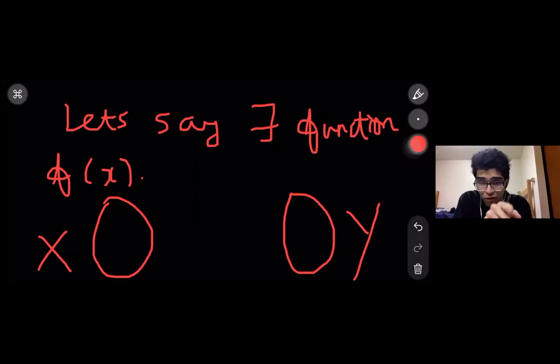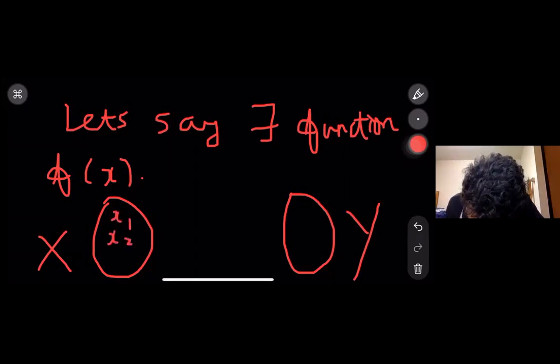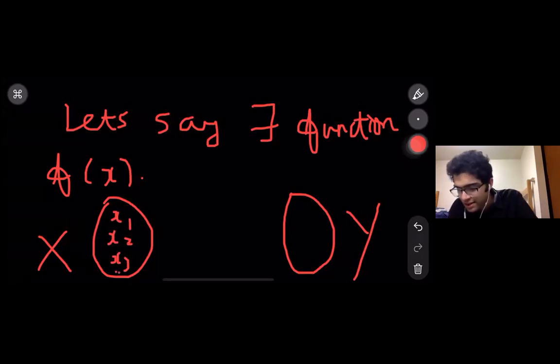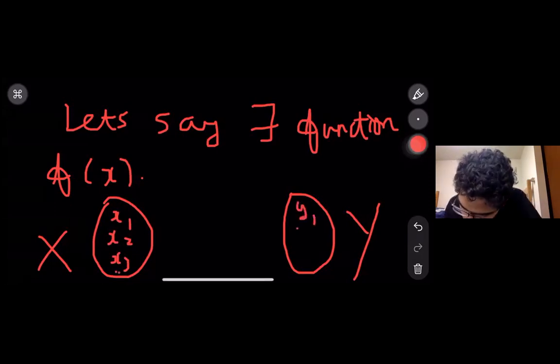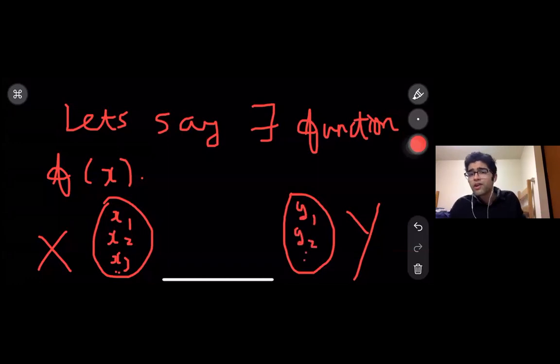Also notice that f of x is a small x, but this is the big X. So let us say that inside this big X, we have many elements. Let's say small x1, small x2, small x3, etc. We have elements in that. Let's say there are some elements in y, say y1, y2, and so on. We don't know how many elements there are. That is not our concern at this point.